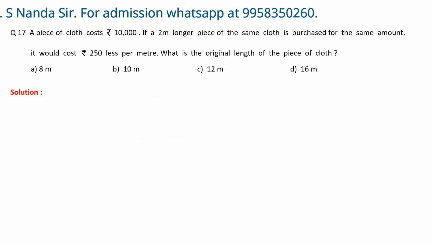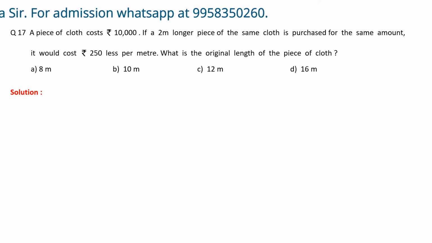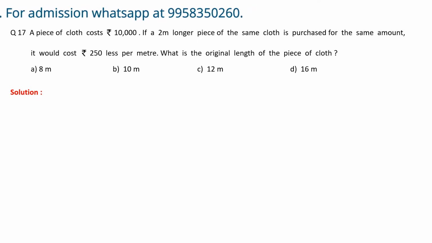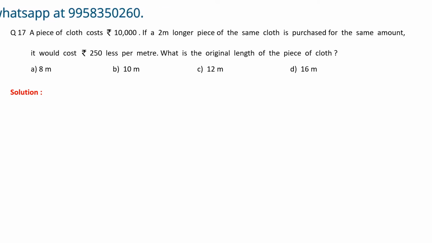Now this question says a piece of cloth costs rupees 10,000. If a 2 meter longer piece of the same cloth is purchased for the same amount, it would cost rupees 250 less per meter. Then what is the original length of the piece of cloth?